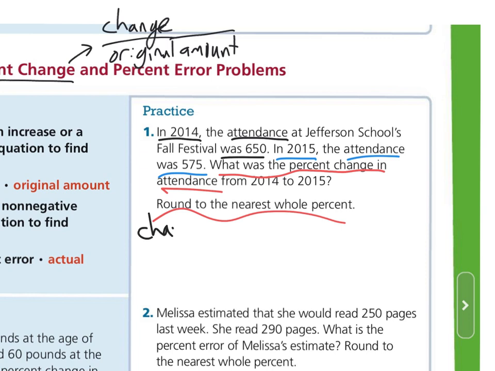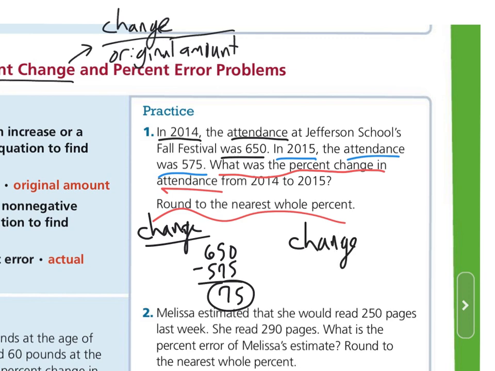To find our change, we're just going to subtract these. Just do the biggest number minus the smallest number. So 650 minus 575. If you subtract that, you get 75 as the change. And then we need to do the change divided by the original amount. So our change was 75.